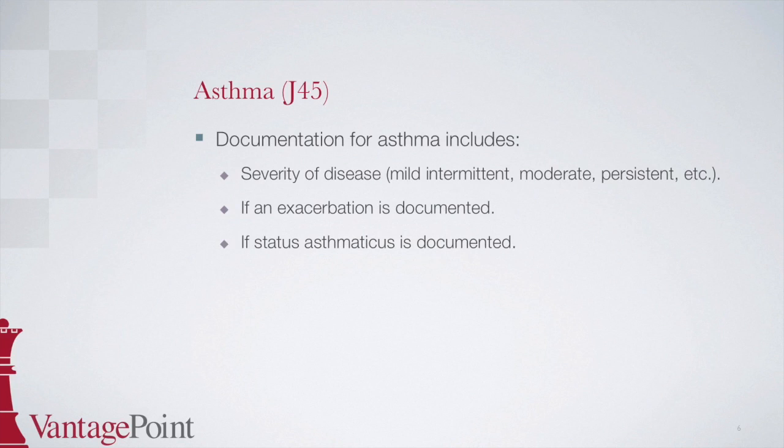One of the important changes from ICD-9 to ICD-10 for respiratory conditions is the increased specificity needed for documenting and coding a patient's asthma. The National Asthma Education and Prevention Program has classified asthma as mild intermittent, mild persistent, moderate persistent, and severe persistent, and these terms should be reflected in the documentation so that the most accurate code can be assigned. Documentation should also include any exacerbation or status asthmaticus.